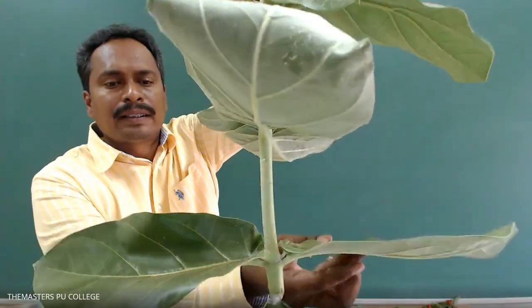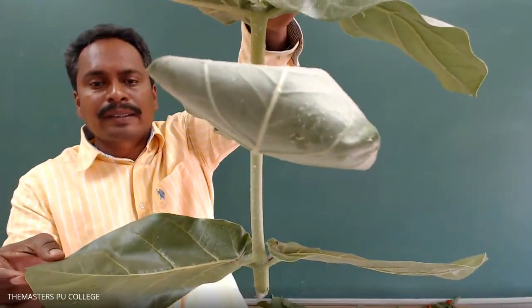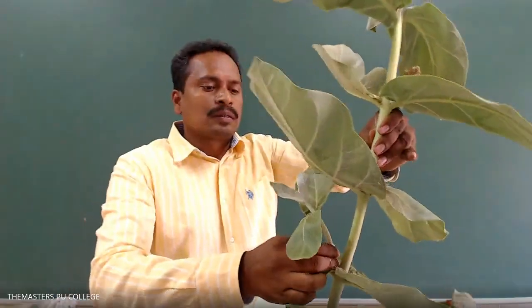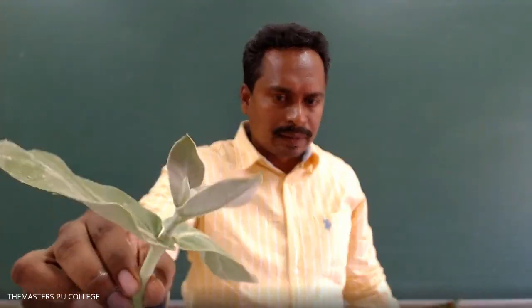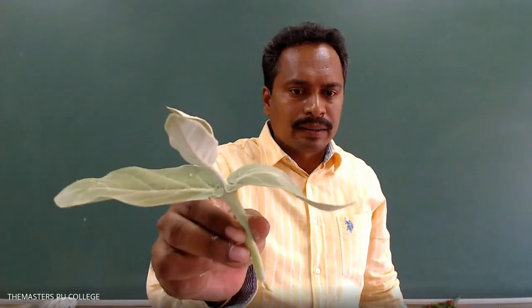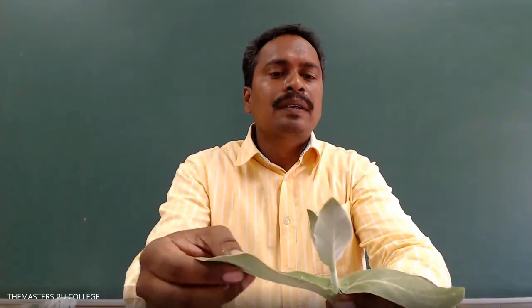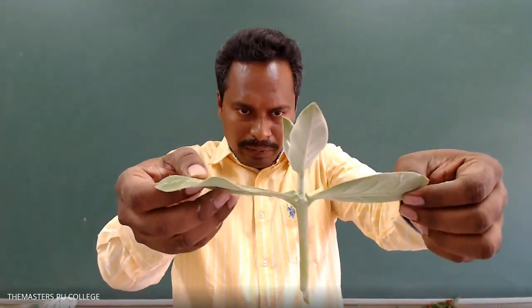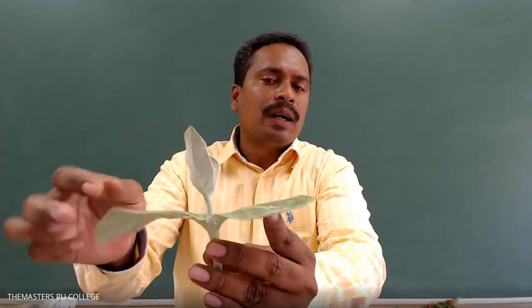How are they arranged? They are arranged in an opposite manner. Sir, please show once again. Is it visible clearly? Yes, sir. Two leaves are arranged from each node of the stem and branches, opposite to each other. So this is one of the examples for opposite phyllotaxy.